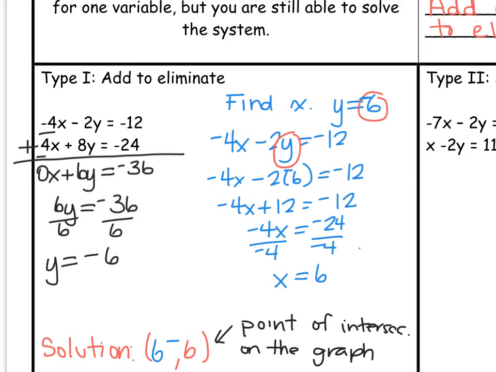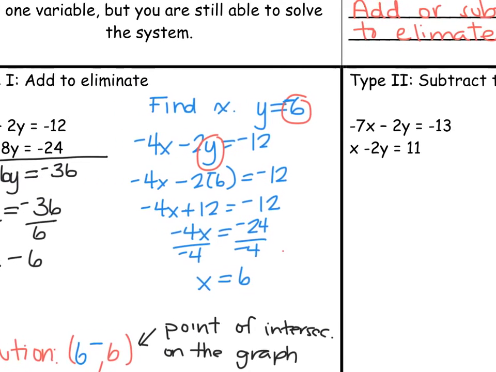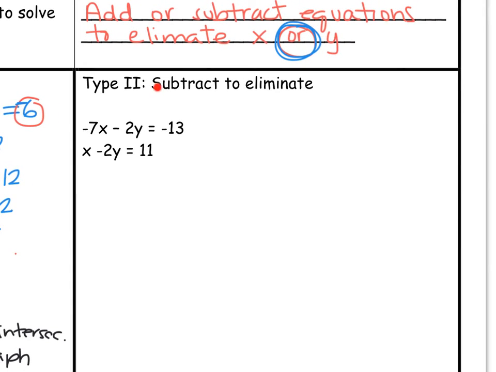Okay, so what happens if you look at this and you say, well, I can't add to eliminate? That's always going to be your first step, to check to see if you can add to eliminate. If you can't add to eliminate, then we have to see if we can subtract to eliminate. If I try to add these two coefficients, negative 7 and 1, because that's really what's right here is a 1, I can't eliminate by adding. And if I add a negative 2 and a negative 2, I end up with a negative 4. So in this case, we want to subtract to eliminate.